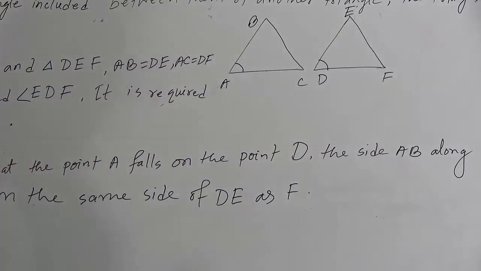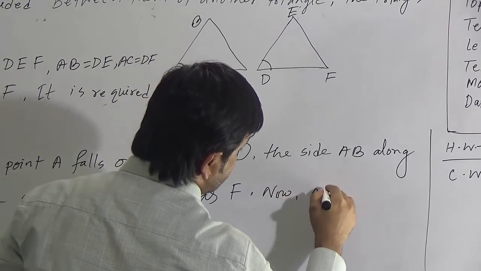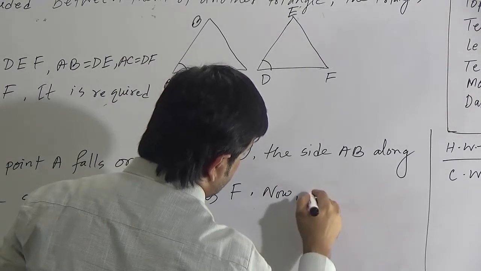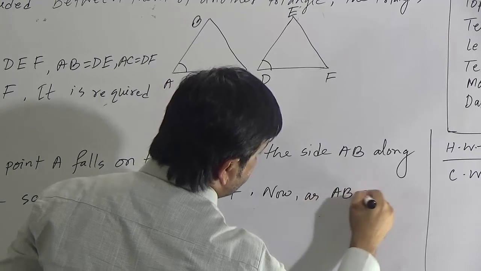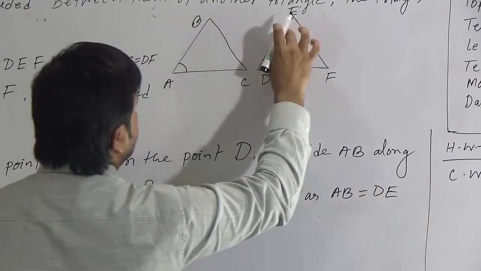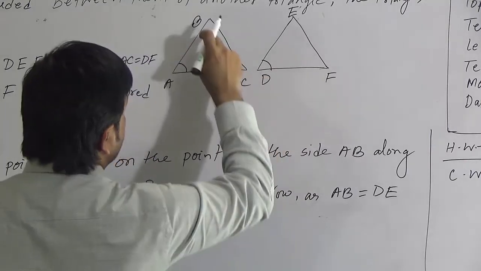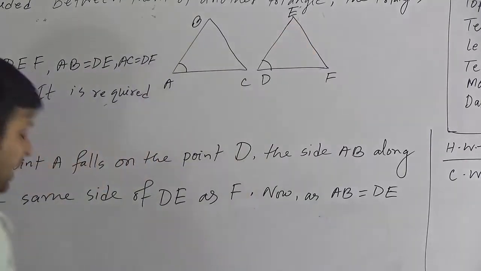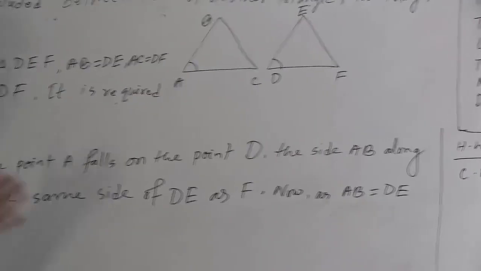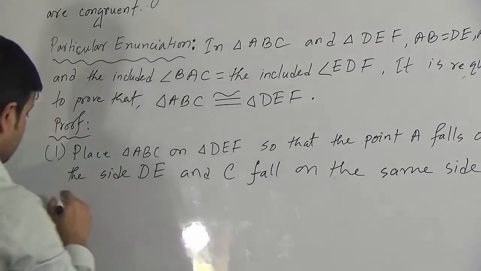Okay. Now we can say AB is equal to DE. As AB and DE are equal and A falls on D, we can say the point B must coincide with the point E.